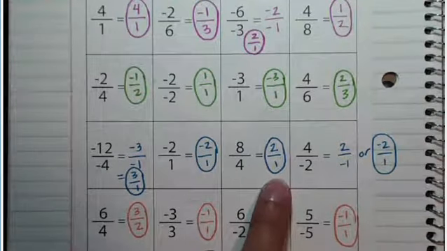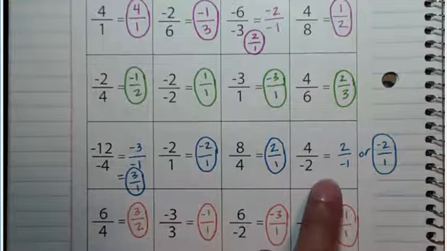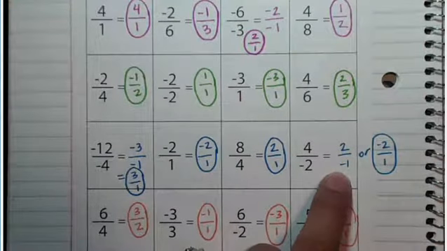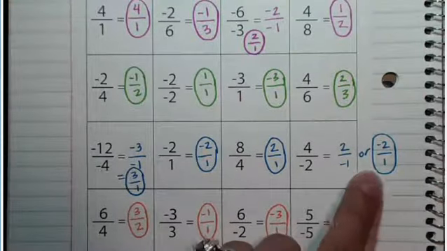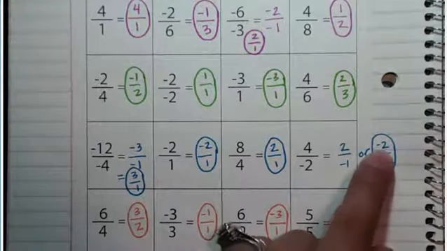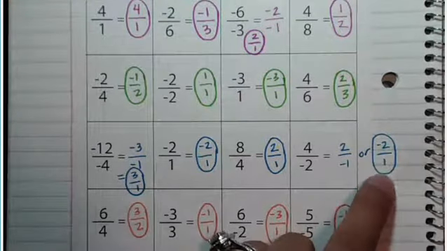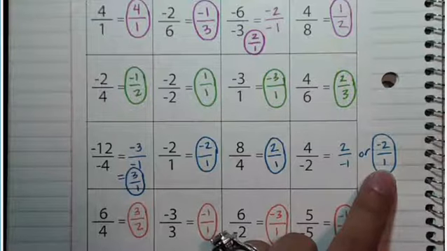Next one's 2 over 1. And then this other one, I end up getting 2 over negative 1, which is correct, but I want you to get in the habit of bringing that negative just to the top number. So what I want to see is that negative 2 over 1 is your slope.